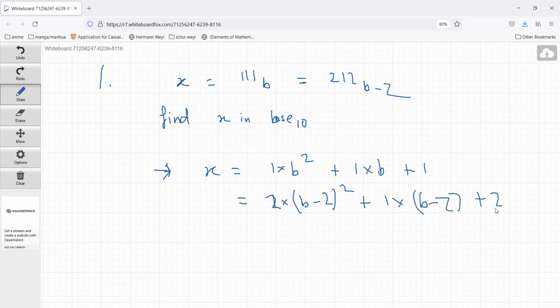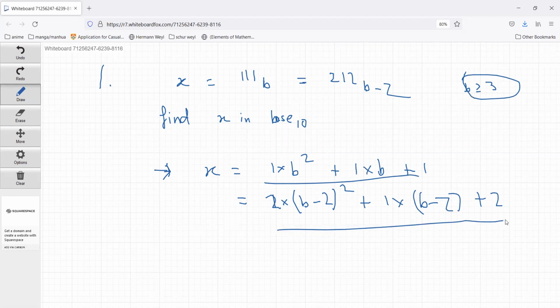plus 2. First of all, the fact that we can have base b minus 2 means that b has to be greater than or equal to 3, right? It's just something to keep in mind. But for now, let's just equate these two expressions.